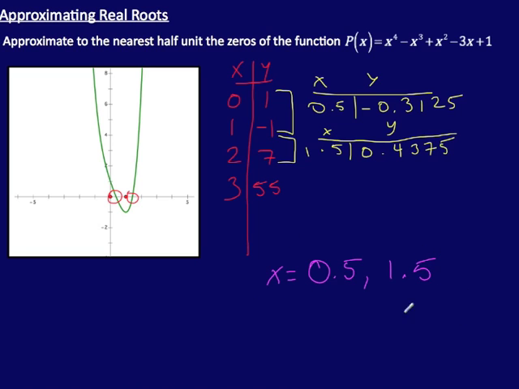They're the half-unit approximations. If you were asked for tenths, which would be tedious, you'd go 0.1, 0.2, 0.3, 0.4, 0.5, and look again for where you're switching over, and then you look at which number is closest to 0.